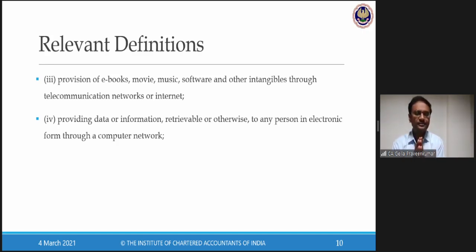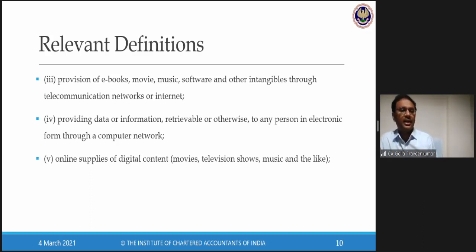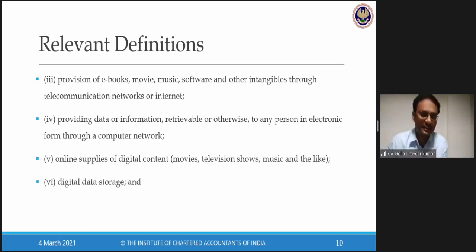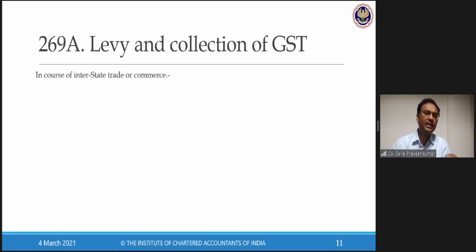What is this Bitcoin? Like your Indian rupee, I go to a vegetable store. When I buy vegetables, I pay a sum of rupees 100 to the storekeeper. Similarly, on the information technology side, the techies who do programming and other particular work get their payment or remuneration by virtue of Bitcoins. So here they say any data which is provided through the internet for the purpose of your work can be considered as your online information database access or retrieval service. Online supply of digital content like your movies, television shows, etc. Digital data storage, online gaming. All these are the categories which they have brought under the definition called online information database access or retrieval service.